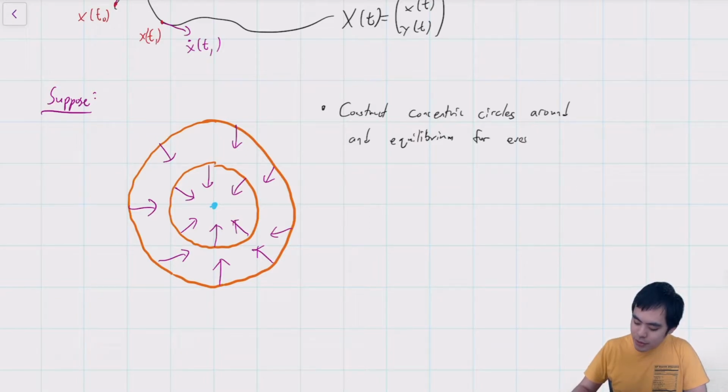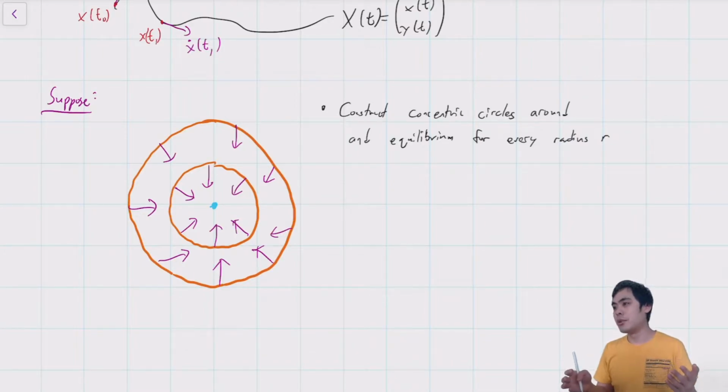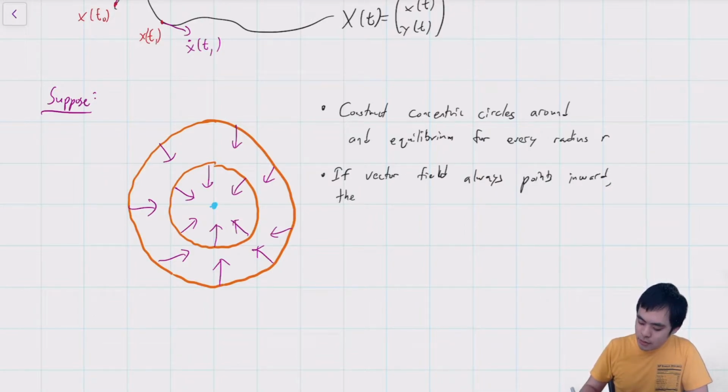For every radius r. And of course, you need every radius, because if you skip a radius, then maybe it might stay in that area. That might be a limit cycle instead of everything pointing inward to get global stability. And so if the vector field always points inward, then anything in that region will eventually go to the equilibrium.